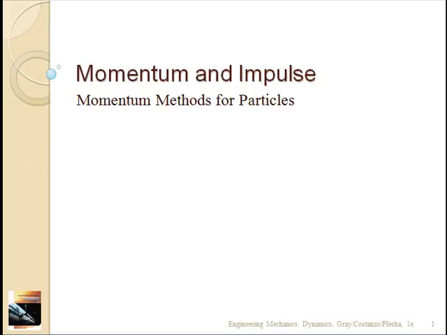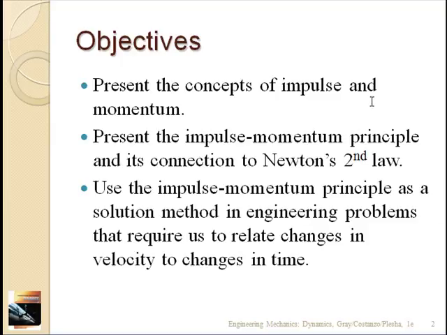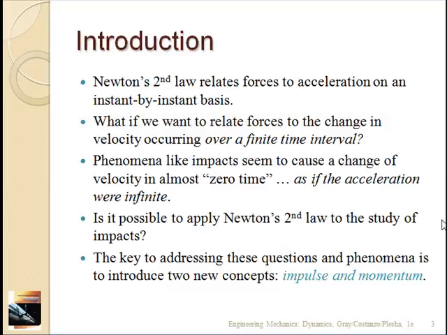We don't know exactly what happens during the interaction, but we know what happened before and after, and by looking at the change in the characteristics of the motion, we can sort out some information about what happened during the collision. All right, so that's kind of where we're headed here. So we want to talk about impulse and momentum, talk about the impulse momentum principle and how it connects to Newton's second law, and then use this to solve a couple of problems.